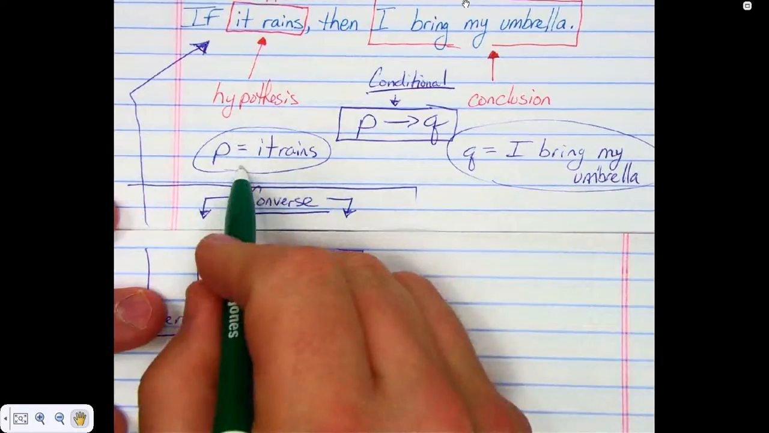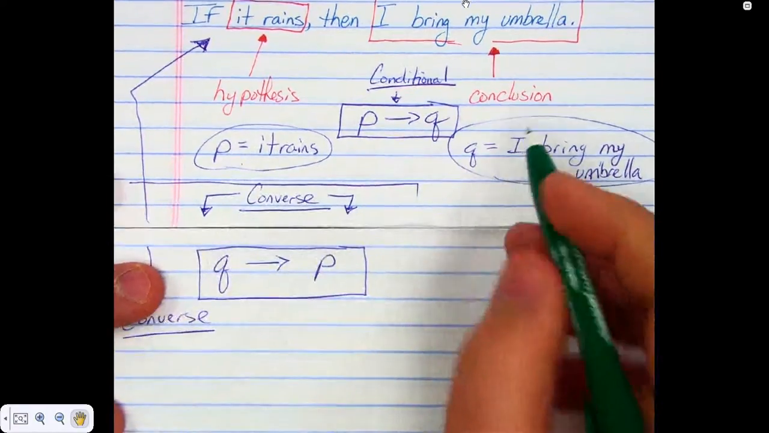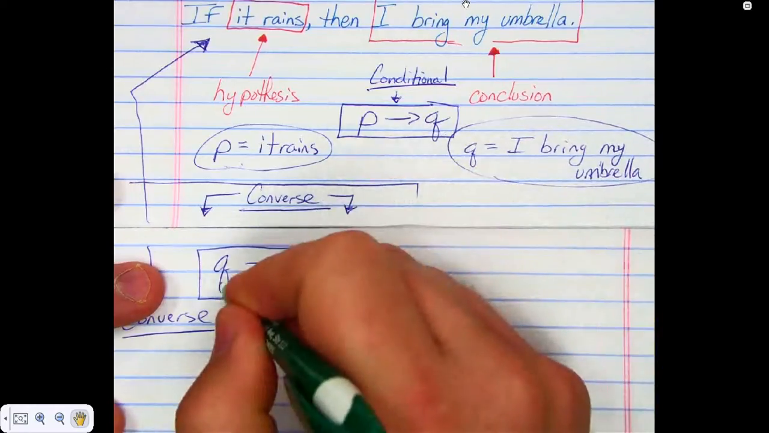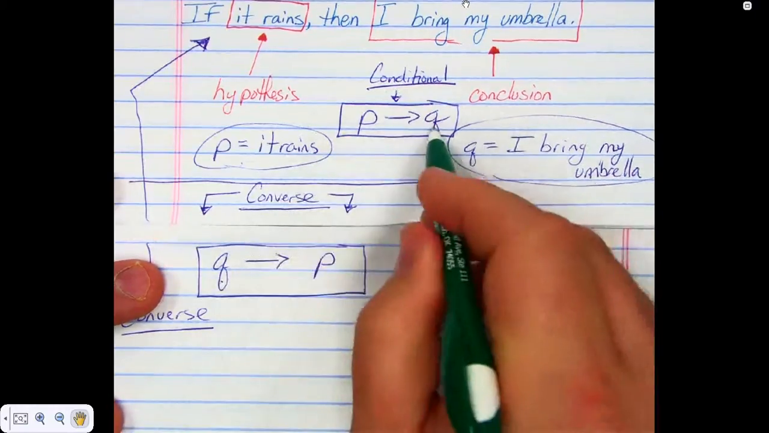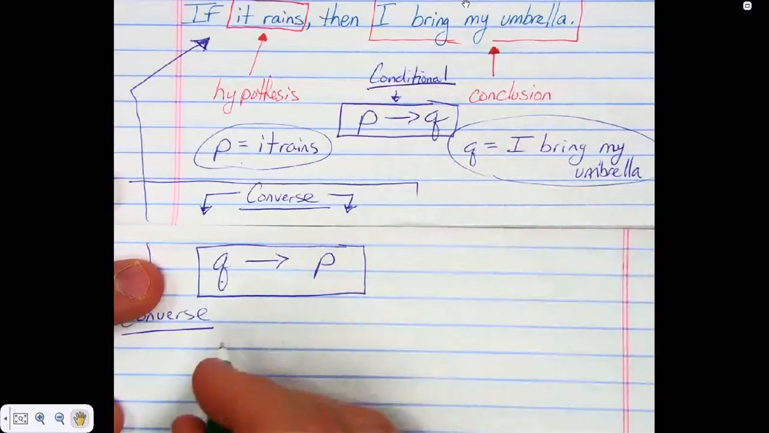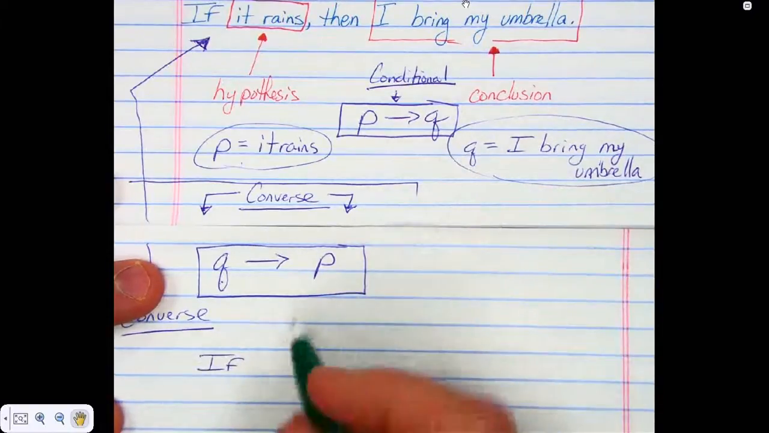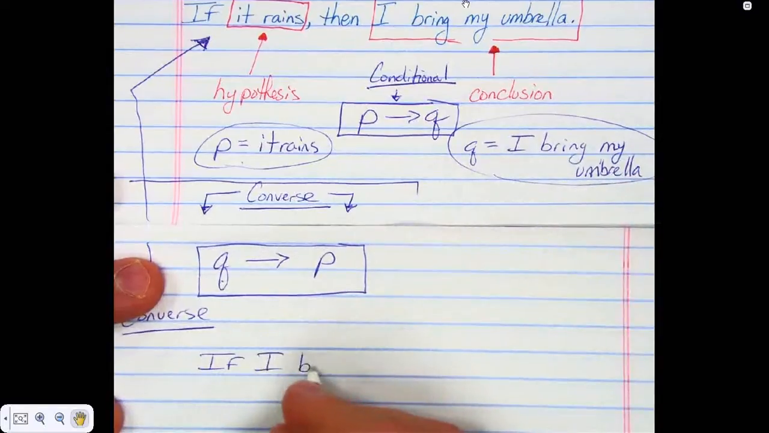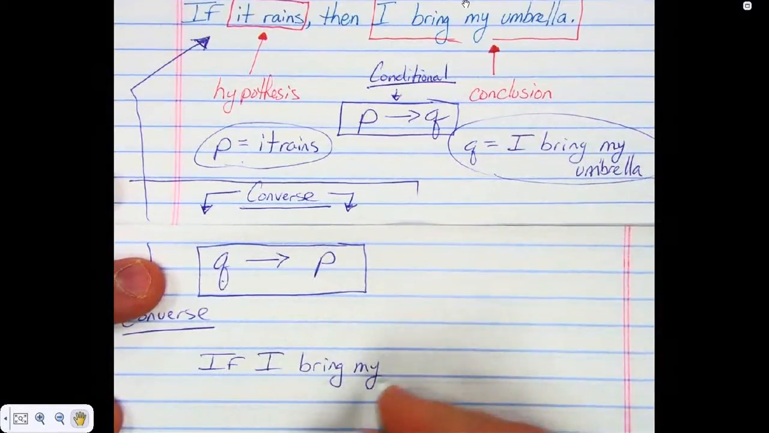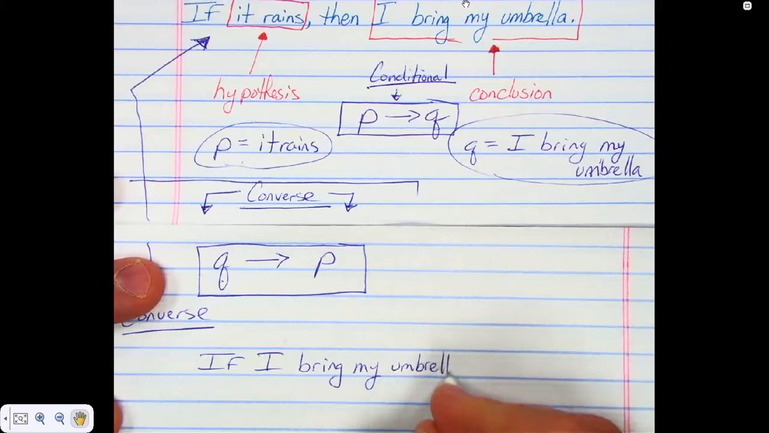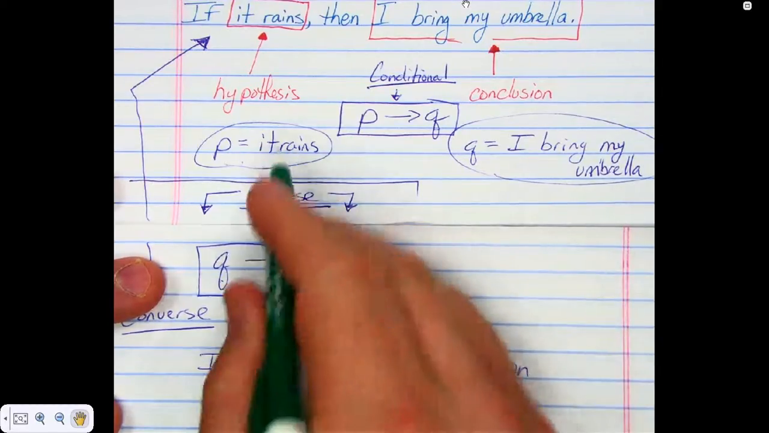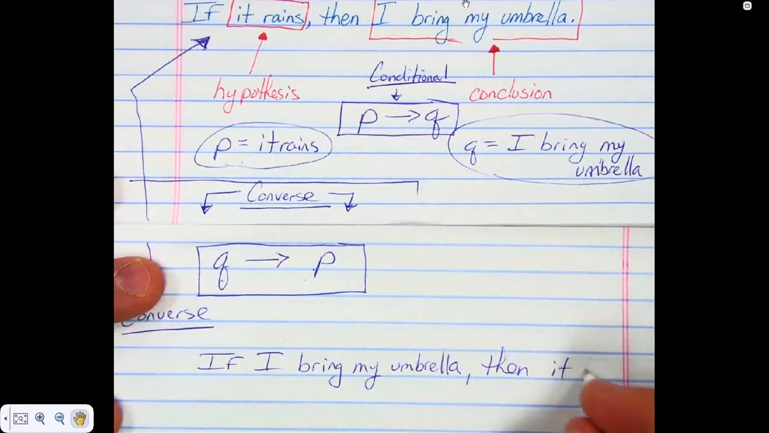That's my P, wasn't it? That's my Q. What did I say converse was? Oh, I bring my umbrella. You bring your rains. Q to the front, and you put your P in the back. So your statement is, and it's not if it rains, if I bring my umbrella, comma, then what's happened? It rains.